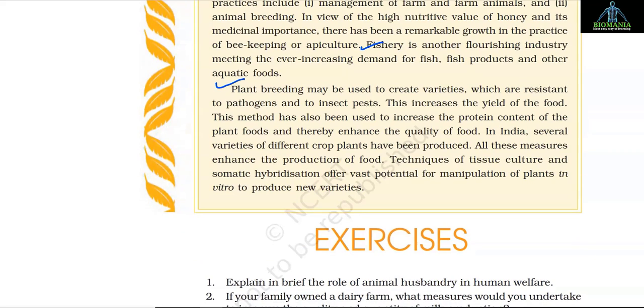Plant breeding may be used to create varieties which are resistant to pathogens and insect pests. This increases the yield of the food. This method has also been used to increase the protein content of the plant foods and thereby enhance the quality of food. In India, several varieties of different crop plants have been produced. All these measures enhance the food production. Techniques of tissue culture and somatic hybridization offer vast potential for manipulation of plants in vitro to produce new varieties.